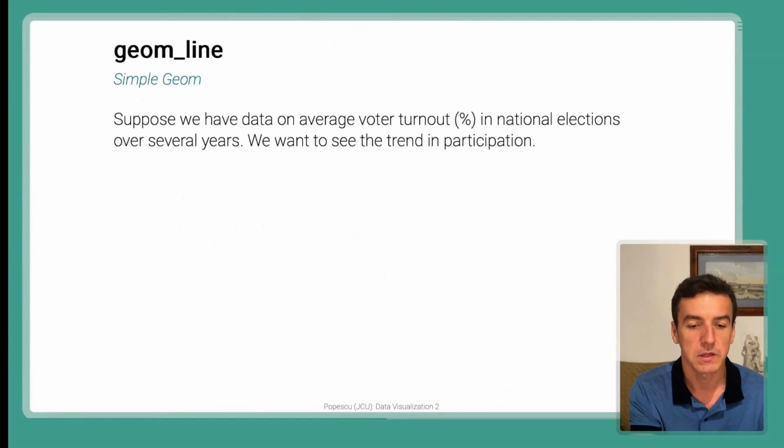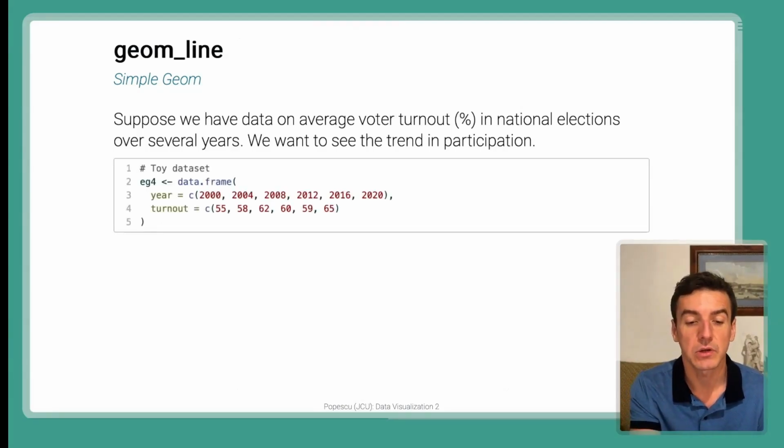So let us look at some example. And this is a new example. Suppose that we have data on average voter turnout in national elections over several years, and we're interested in seeing participation trends.